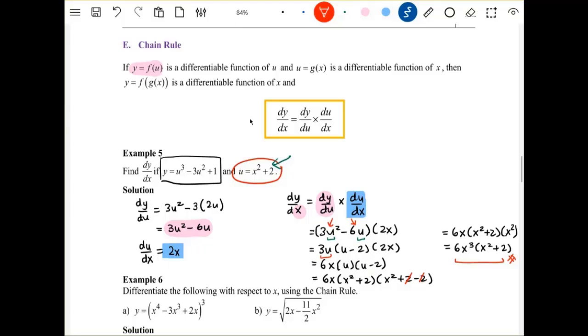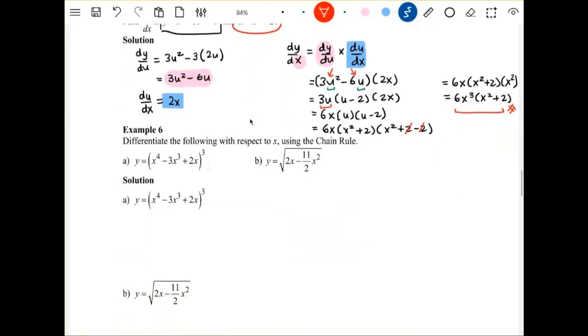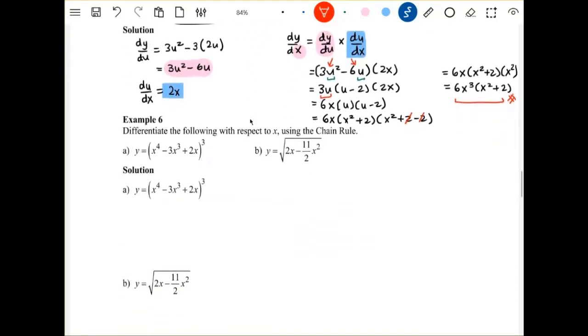We have two parts, part A and part B. Okay, part A, we have y equal to x⁴ minus 3x³ plus 2x, and then the whole thing divided by 3. Okay, since the question asks to find the derivative using the chain rule, so we must use the chain rule. So how do we do?